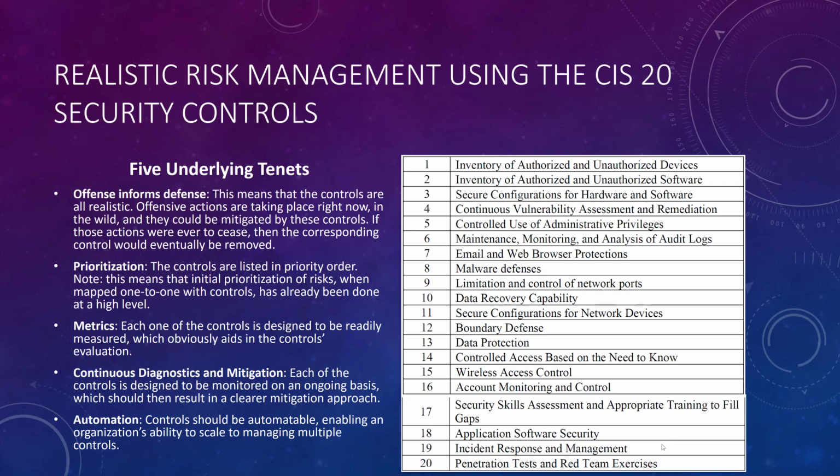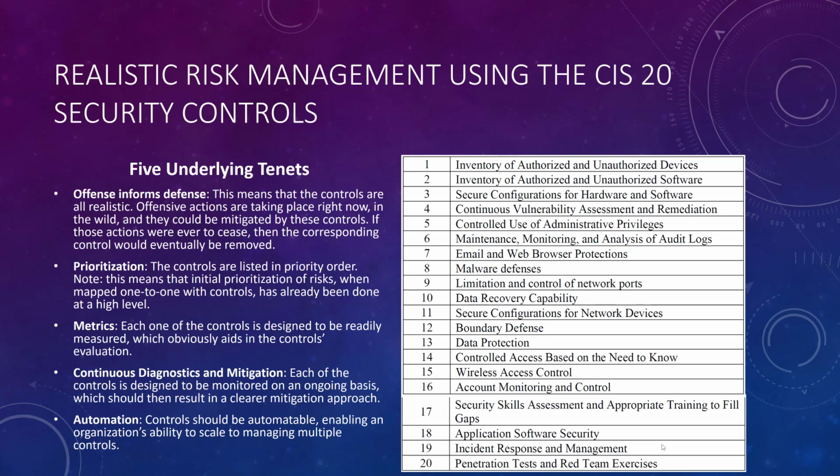The second is that the list is in priority order. You want to start on those things at the top, then move to the bottom. That means if you don't have an inventory of authorized and unauthorized devices and software, it doesn't make a lot of sense to start doing penetration testing. You need to do the basics first and then move forward.